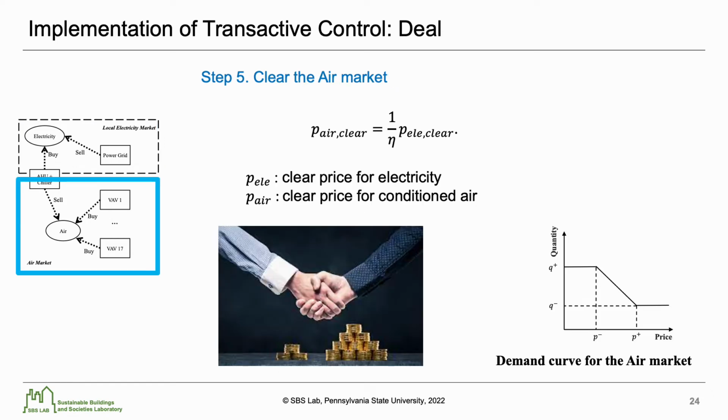After clearing the local electricity market in step 4, the last step is to clear the air market. The clear price for the conditioned air is defined as P air clear equal to 1 over eta times P electric clear price. Meanwhile, the clear quantity is determined based on the curve defined in the demand curve for the air market. The temperature set point for the controlled thermal zone to realize the clear quantity can then be calculated correspondingly.